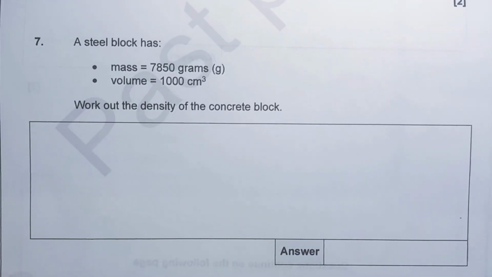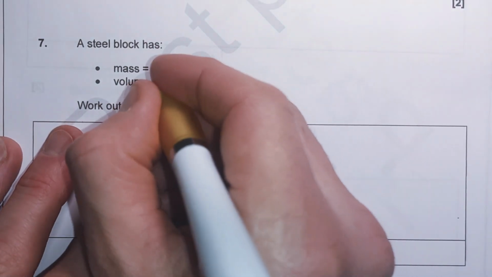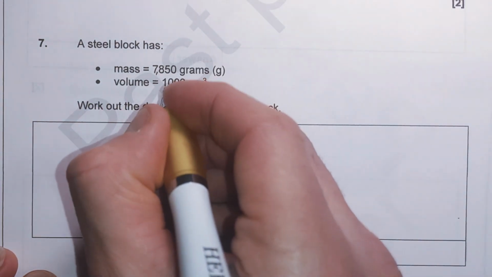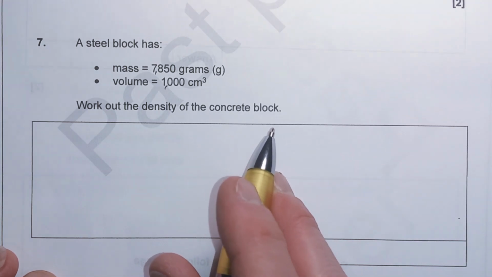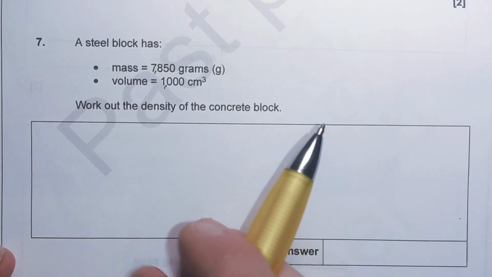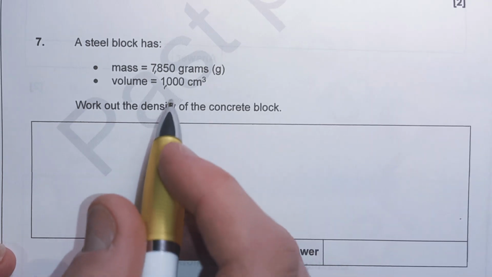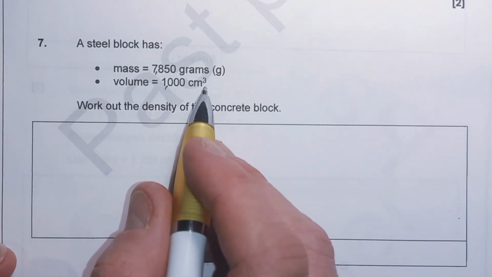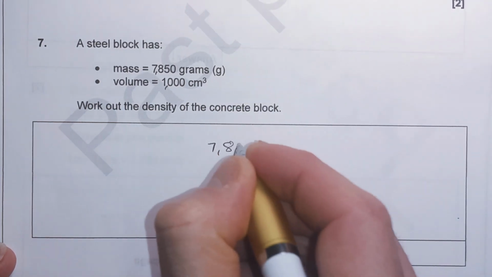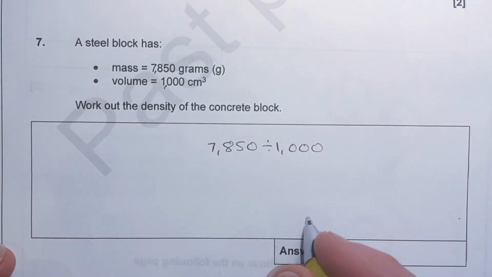Okay, now we've got question 7. A steel block has mass equal to 7,850 grams and volume 1,000 centimetres cubed. Work out the density of the concrete block. Well, the density is how much weight there is of something for each small area. So we've got 1,000 centimetres cubed, so we want to know how much weight there would be for 1 centimetre cubed. So in other words, we want 7,850 divided by 1,000.